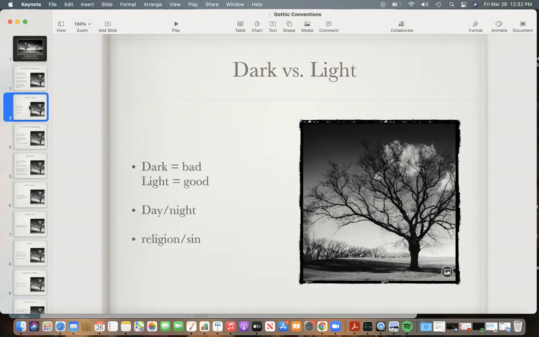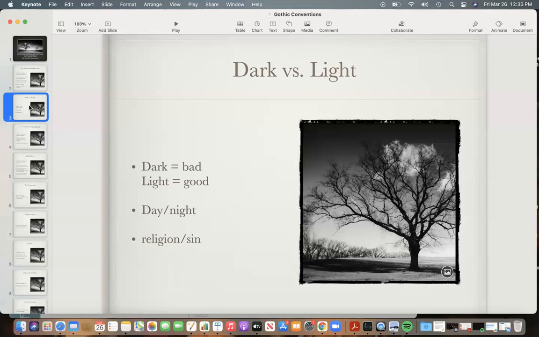So dark versus light is a theme that we see in all kinds of stuff. This is not specific to Gothic literature by any stretch of the imagination, but it is prominent in Gothic literature. Dark equals bad and light equals good. I mean, literally in Star Wars, they call it the dark side because it's the evil side. Sometimes that sort of manifests in day versus night. Day is good, and that's when positive things happen, and night is when evil or illegal things happen.